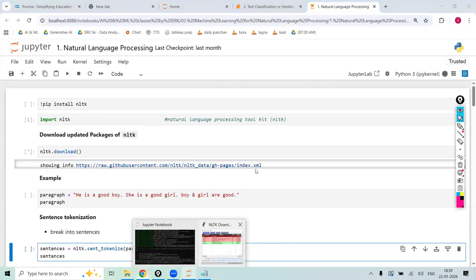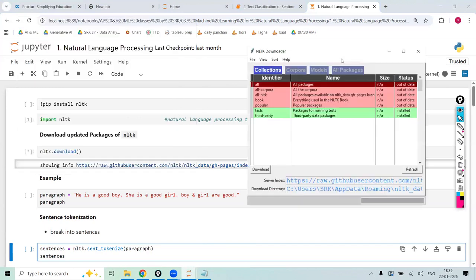In this NLTK downloader tab, a few packages have got installed and a few are outdated or partially installed. You just have to click on download, and it will download the latest packages and install them automatically. Everything has to be converted to green color. It is going to download the remaining things one by one. Obviously we require an internet connection to download the package, and once it is downloaded, it will install.